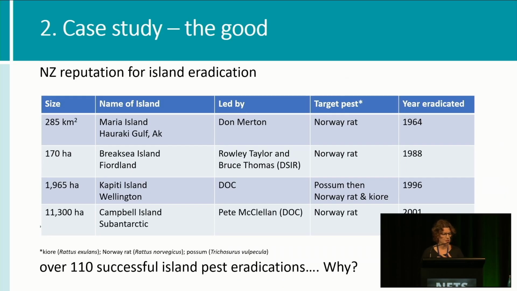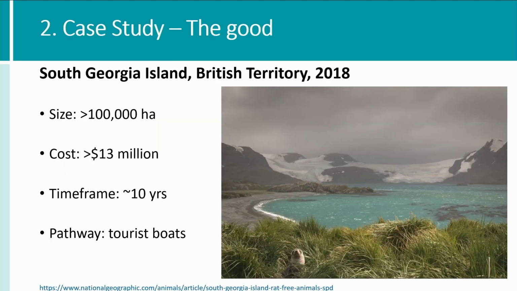And the last step change was then taking the lessons learnt from Kapiti, the research trials undertaken, the environmental risk assessments, and building on that and focusing on those knowledge gaps, which then enabled us to do Campbell Island eradication, 11,000 hectares, led by Pete McClellan and DOC. There was 110 successful pest island eradications, and my question was why? Why were they so successful?